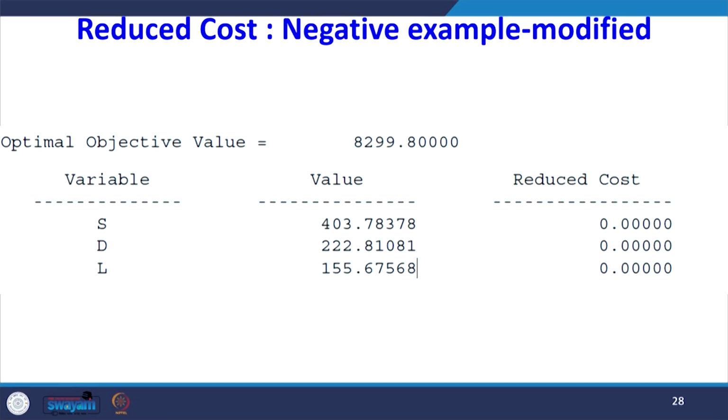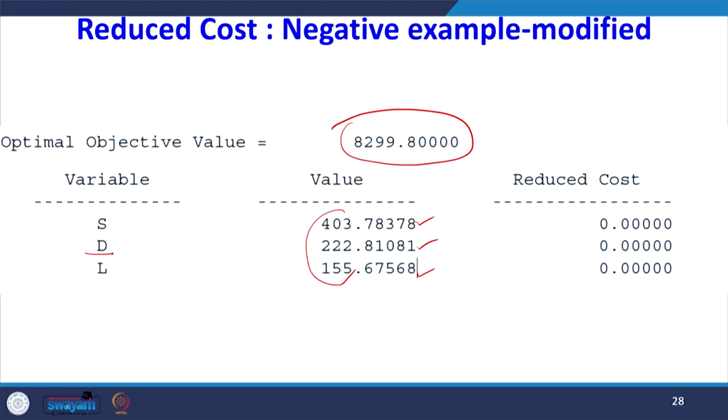Now, since I told you it is a multiple optimal solution, there may be another solution: the value of S is 403.7, the value of D is 222.8881, the value of L is 155. When you substitute these values in the objective function, you also get the same objective function value. What is the meaning of this? This problem has multiple optimal solutions. One of the solutions is 403, 222, 155. In that solution we have a positive D value.